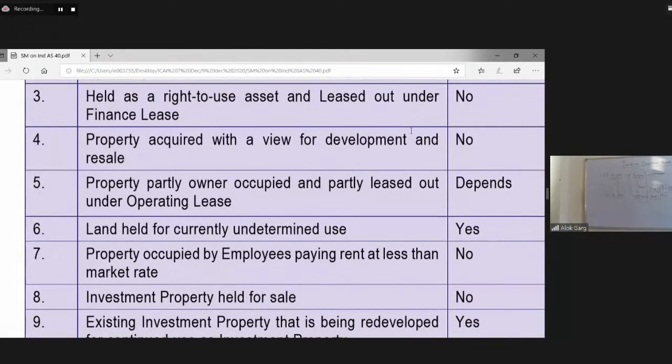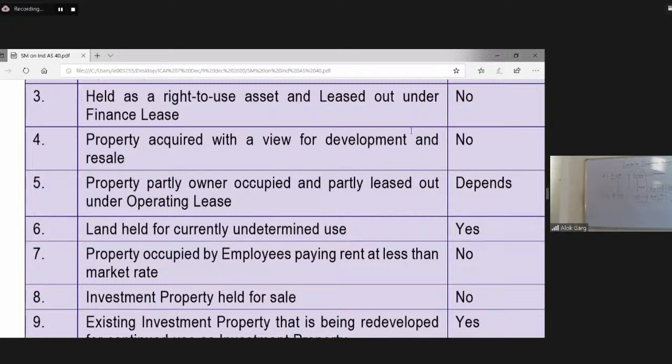Land held for currently undetermined use. I have told you, if a company has purchased a land for which use has not been determined, in that case, it will be shown as an investment property. But when the use has been determined, for example, after 2 years, the company has decided to use that land or use that building for the purpose of business, in that case, it will be reclassified to property, plant and equipment. Property occupied by employees paying rent at less than market rate.